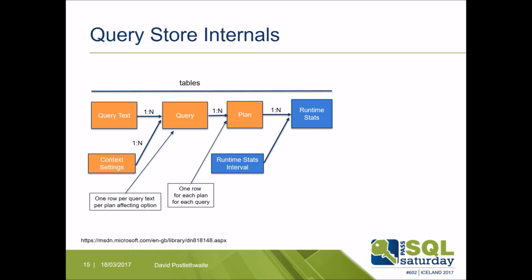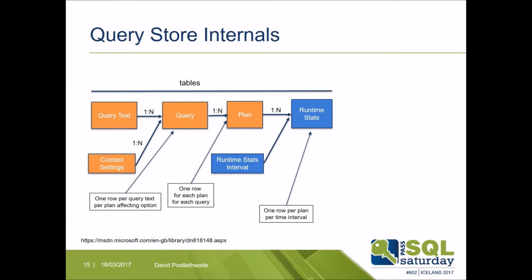Each plan that is generated and executed during the lifetime of the query is stored separately. So you'll have runtime statistics for every single individual plan. This means if the query was executed with different plans, you'll be able to see what was a good plan, what was a bad plan, and what was the resource consumption of each individual query plan.